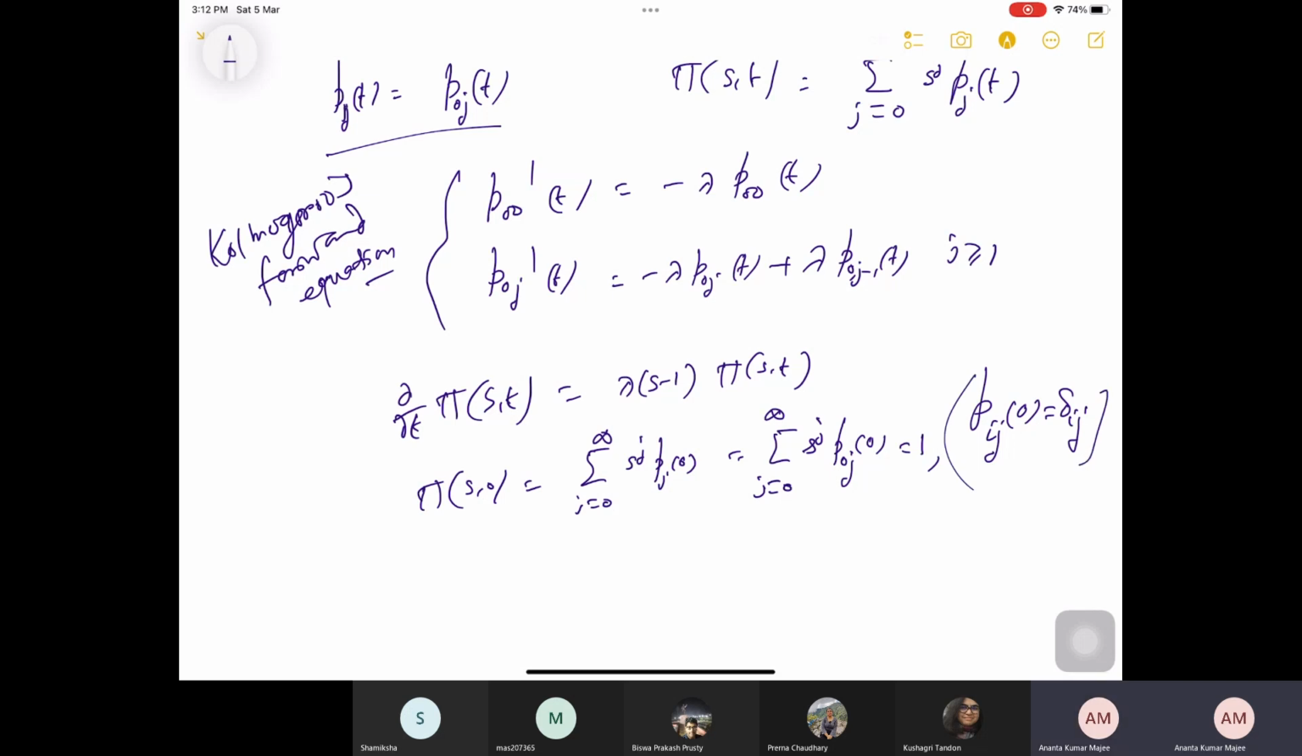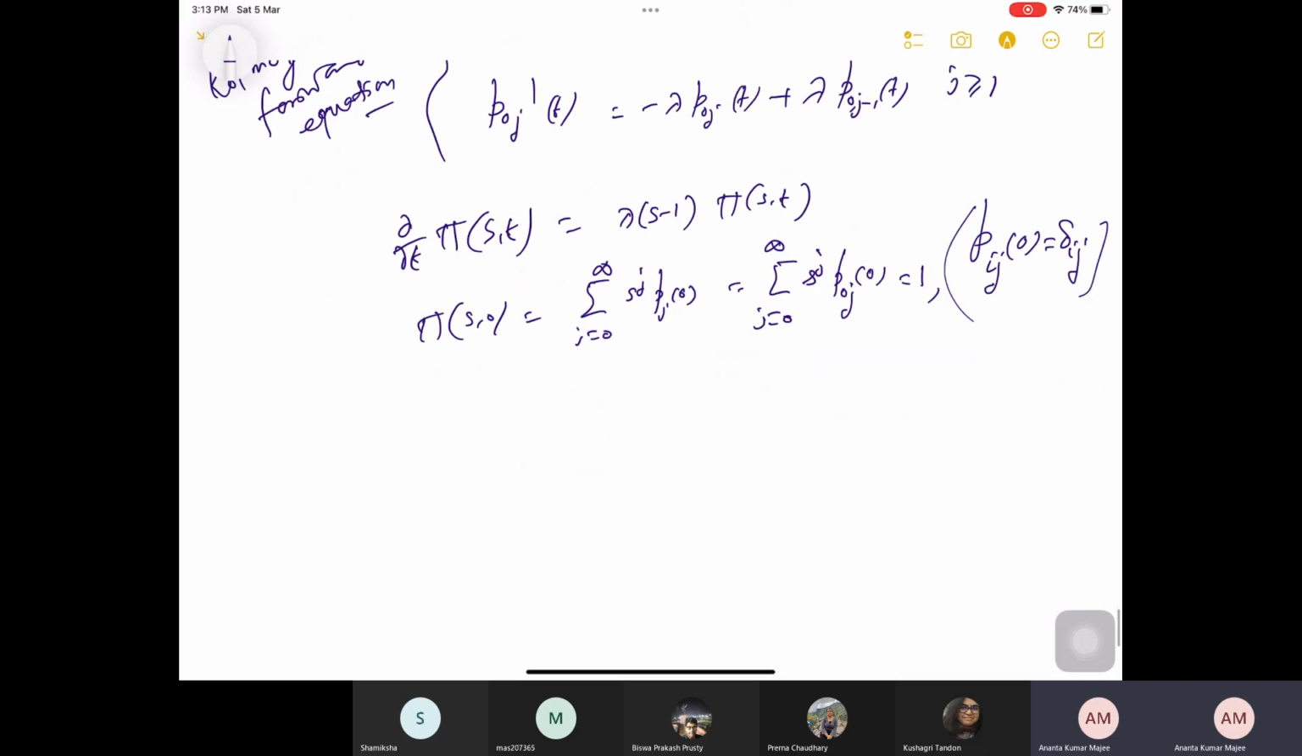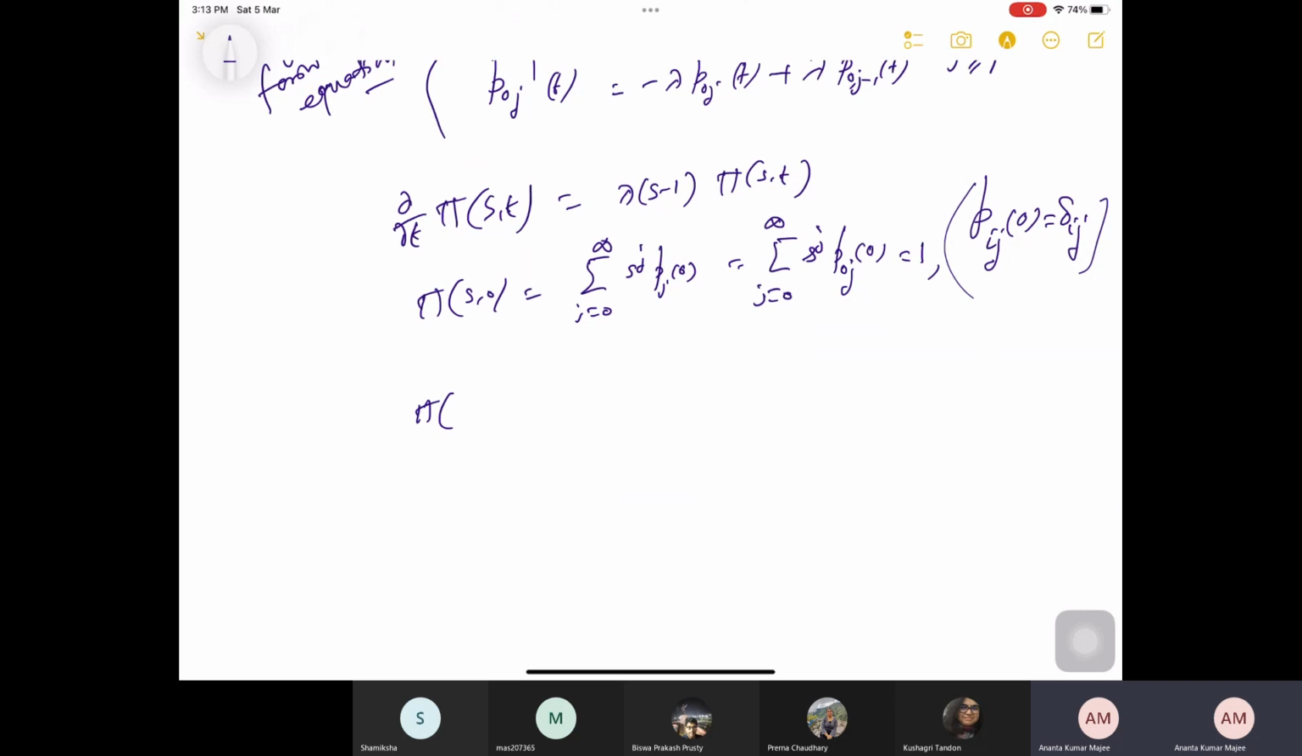So now you have a PDE form. The derivative of pi(s,t) with respect to t is actually an ODE, because s is fixed, you can think of it as f'(t) equal to lambda times (s minus 1) times f(t), and f(0) is equal to 1. So from there, what you have is pi(s,t) is the exponential of lambda times (s minus 1) times t.